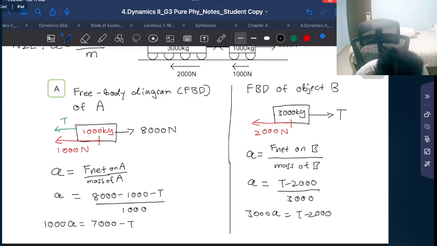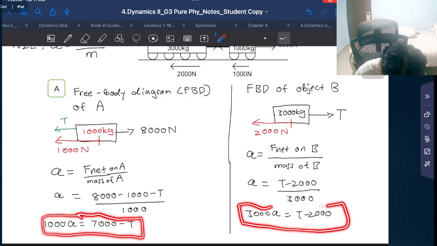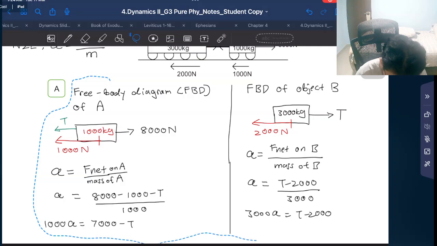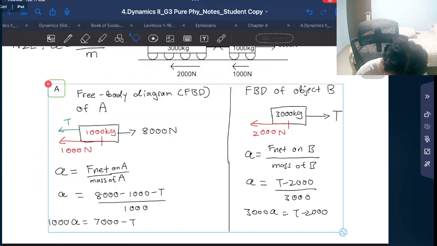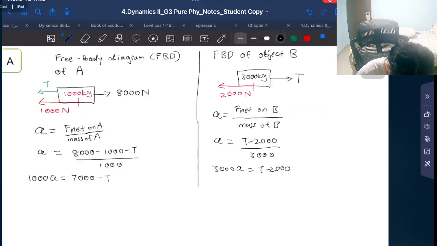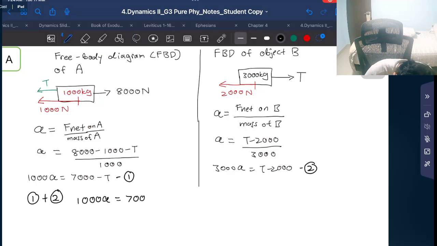What do you have here? You realize that you have two equations, and therefore I can do simultaneous equations. Let this be equation 1 and equation 2. I like to copy down the equations, so equation 1 plus equation 2, so that I will not have any careless mistakes.